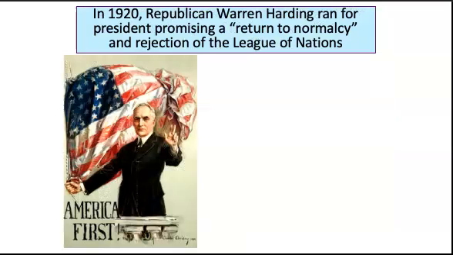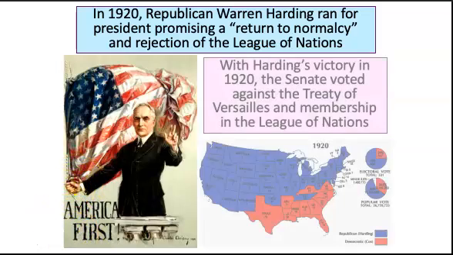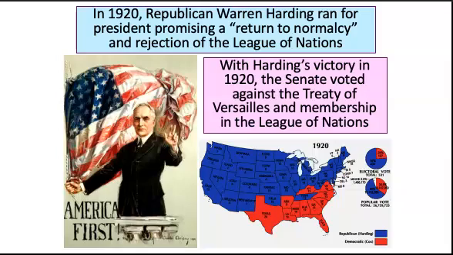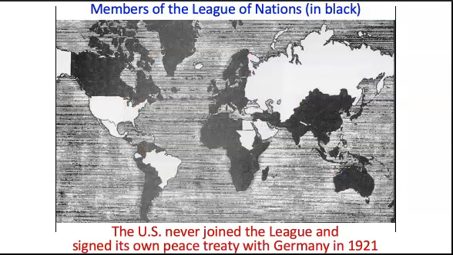In 1920, Republican Warren Harding ran for president and promised a return to normalcy and rejection of the League of Nations. By the way, have you seen that anywhere recently? Well, with Harding's victory in 1920, the Senate voted against the Treaty of Versailles and membership in the League of Nations. And even though many of the major powers in the world would join the League of Nations, the United States never did, and we signed our own peace treaty with Germany in 1921.